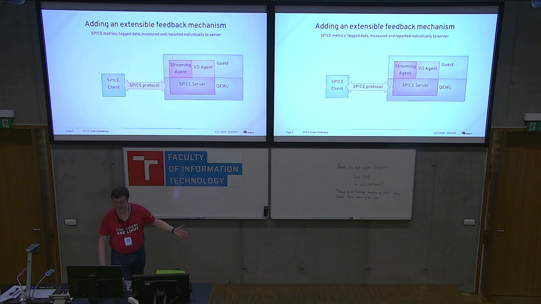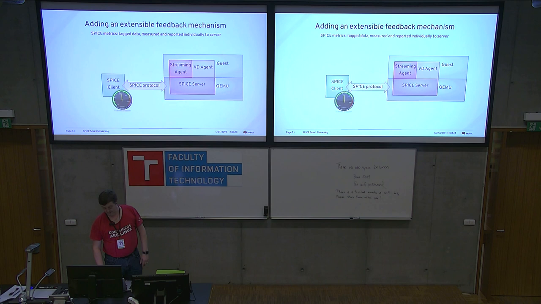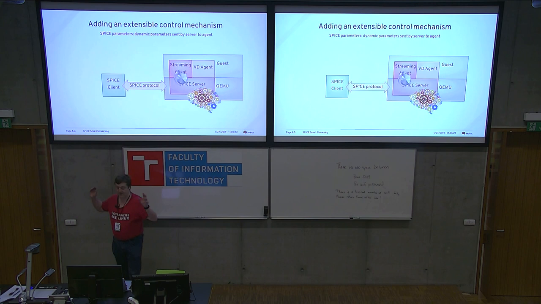The other thing is I knew I needed some sort of feedback mechanism to send data collected from the Spice client. There's a variety of things I want to collect, and I don't know ahead of time. So I added a tagged data mechanism that can measure things at various stages and times in the client and send them to the QEMU and Spice server. Then the Spice server has some magic that thinks about all this data and sends adjustment commands to the streaming agent. The adjustment commands may not arrive all at the same time, so it's also a tagged mechanism for that.